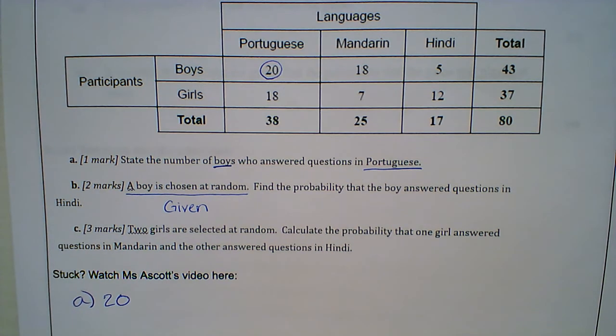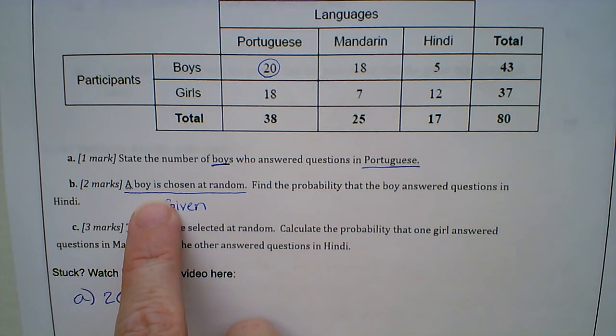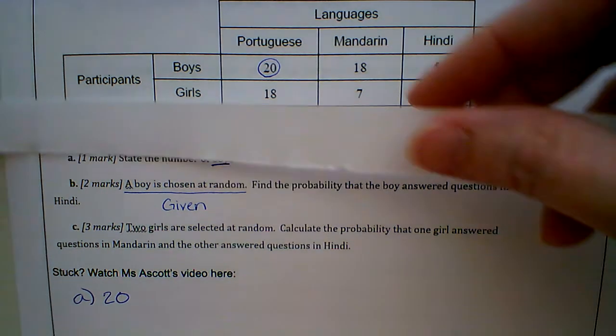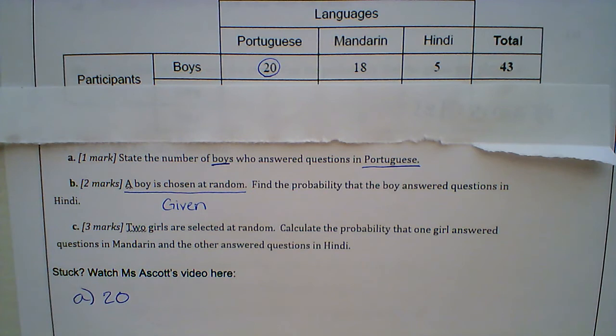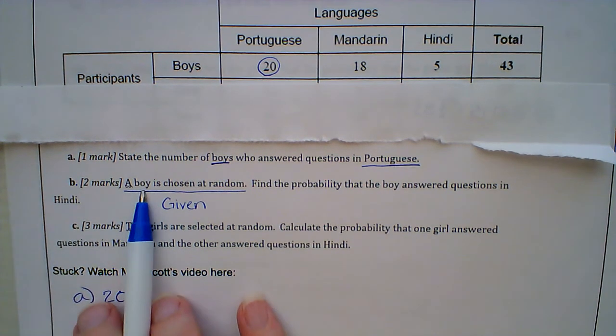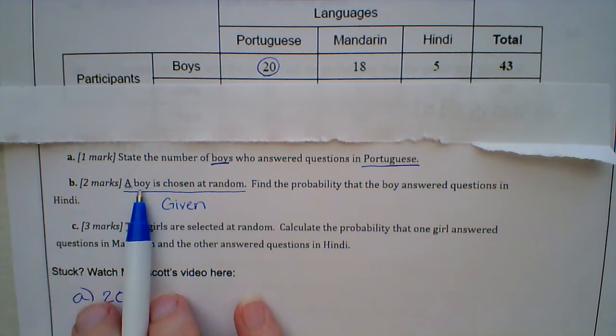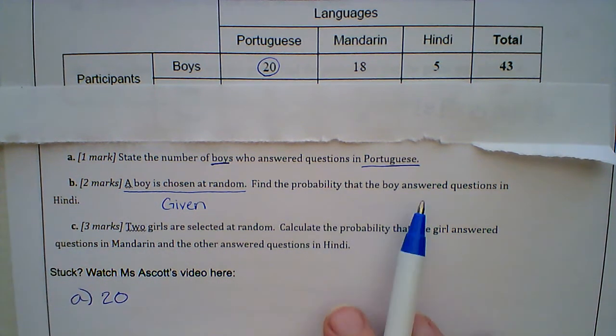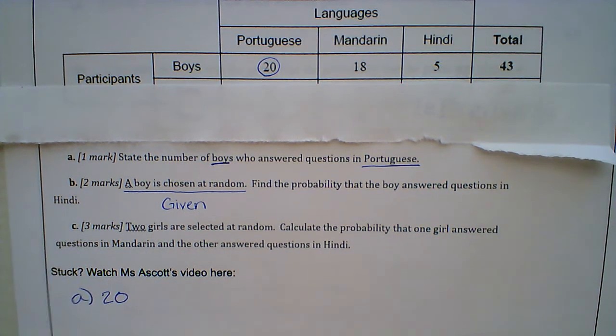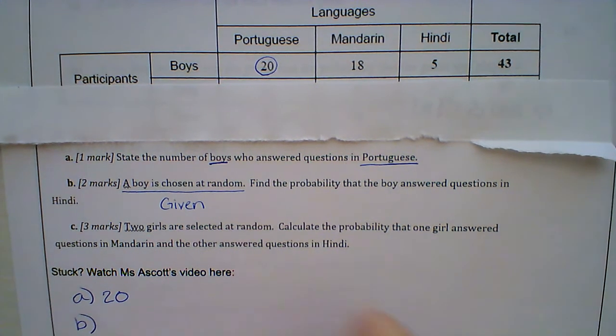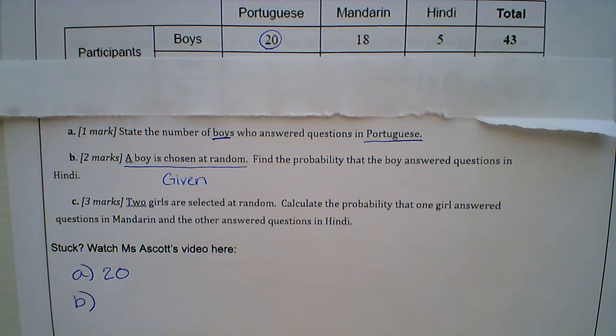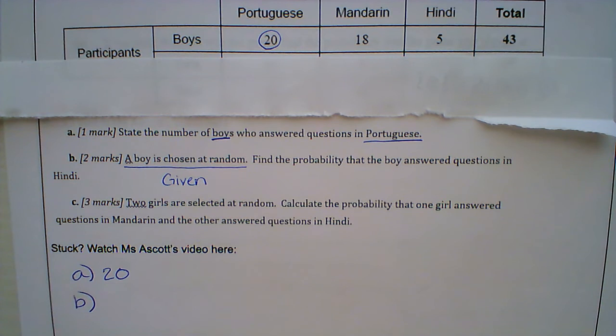So what that means is the only group I'm interested in, since I know that this is a boy, is the boys. Like the girl group doesn't even matter right now. So from the group of boys, find the probability that the questions were answered in Hindi. This is sneaky when the problems do this because it's not explicitly using that magic little word given, and so this is something we need to be on the lookout for.